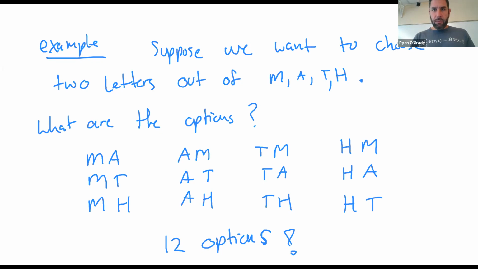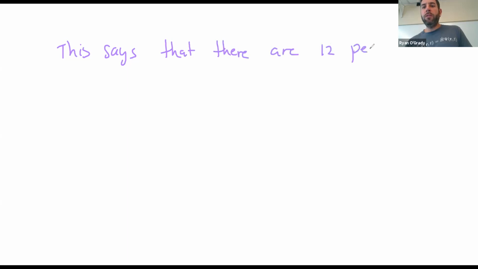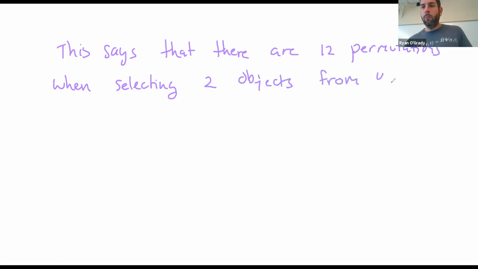So let's first note, let's put this down in terms of formulas for a second. This says that there are 12 permutations when selecting 2 objects from 4. That's what this says.